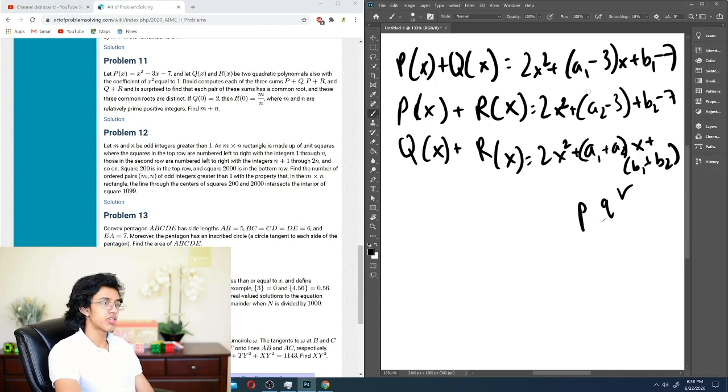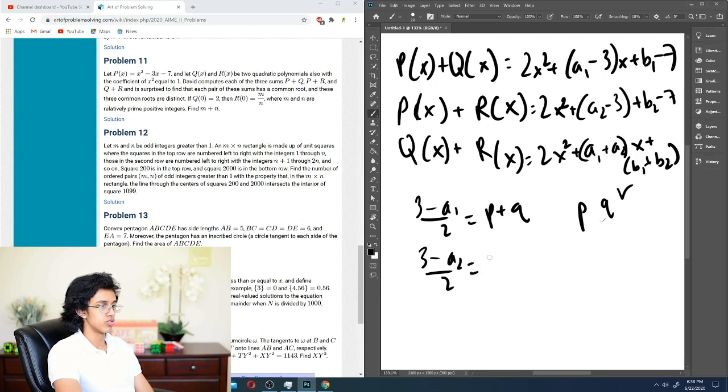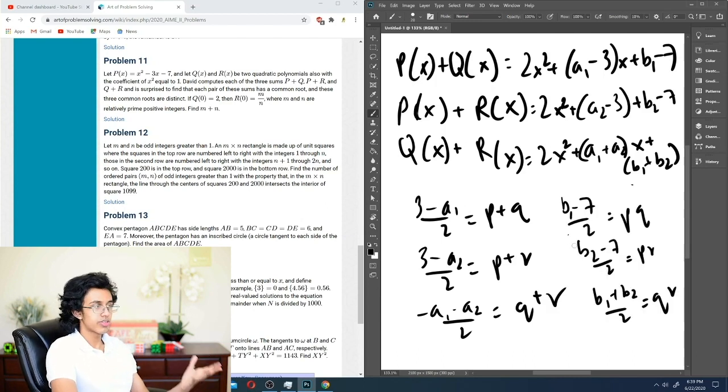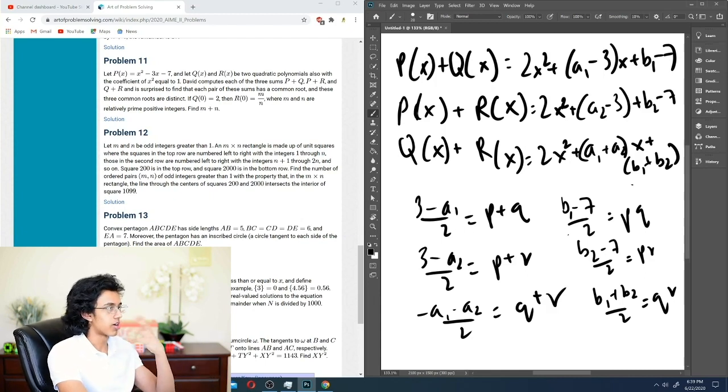Okay, so we basically know that the sum of the roots is negative b over a, so we could say that (3 minus a1) over 2 is equal to p plus q. (3 minus a2) over 2 is equal to p plus r. And then for the last one, it would be (negative a1 minus a2) over 2 is equal to q plus r. Very cool stuff. And then we could do the products as well. So we know the products are just c over a, so (b1 minus 7) over 2 is equal to pq, and so on and so forth. Okay, so these are the 6 equations we have, and that's basically just using the first two sentences, right?